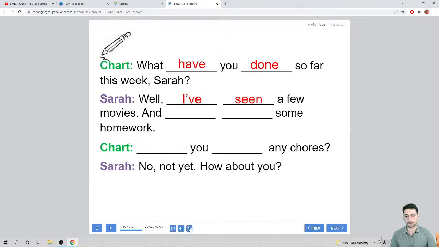And I've done some homework. All of them, both seen and done, are recent actions in the past. I've done some homework. Have you done any chores? Same situation. Have you done any chores?